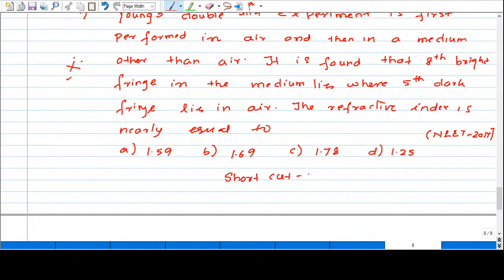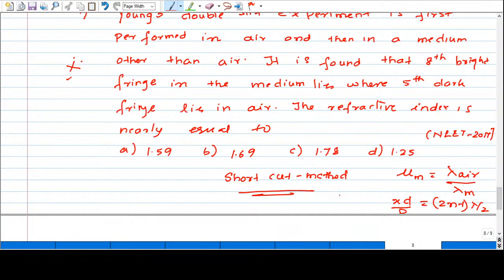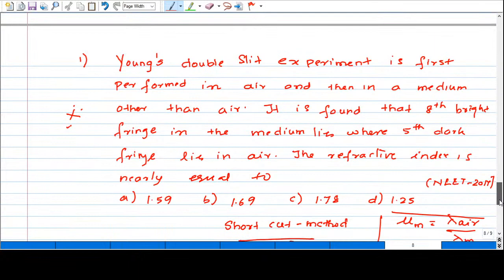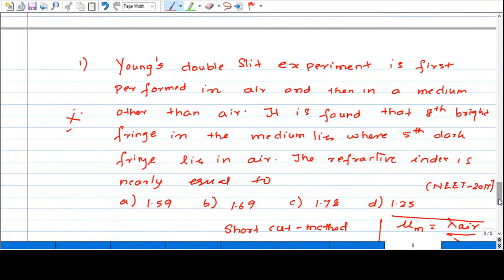If you want to go with the formula method for this sum, I will tell you which formulas you have to use. You have to use the formula for mu m. It is lambda air by lambda m. And also you are going to use this formula xd by d is equal to 2n minus 1 into lambda by 2. These two formulas you have to use if you want to go with the formula method. So remember these two formulas for the same NEET 2017 question. Now what you have to do is just see the two important numbers in this question.